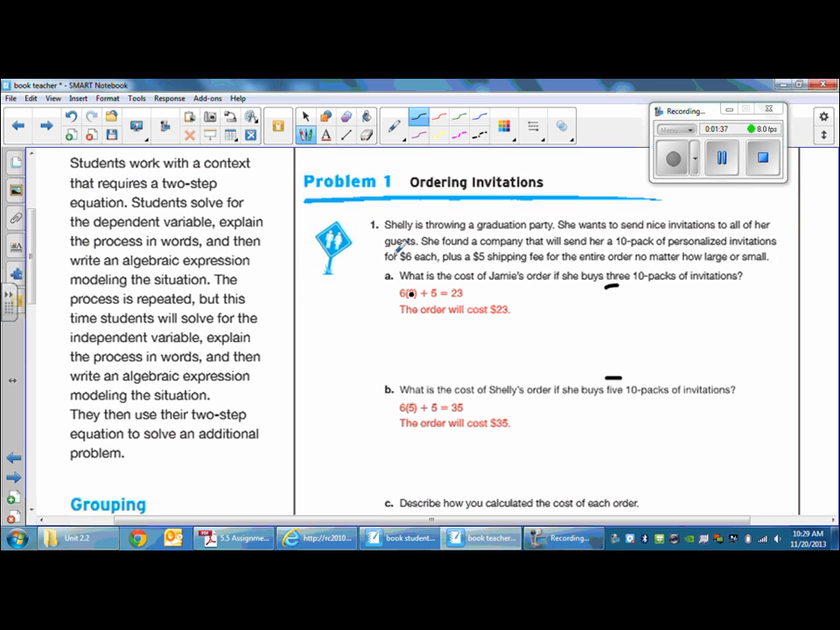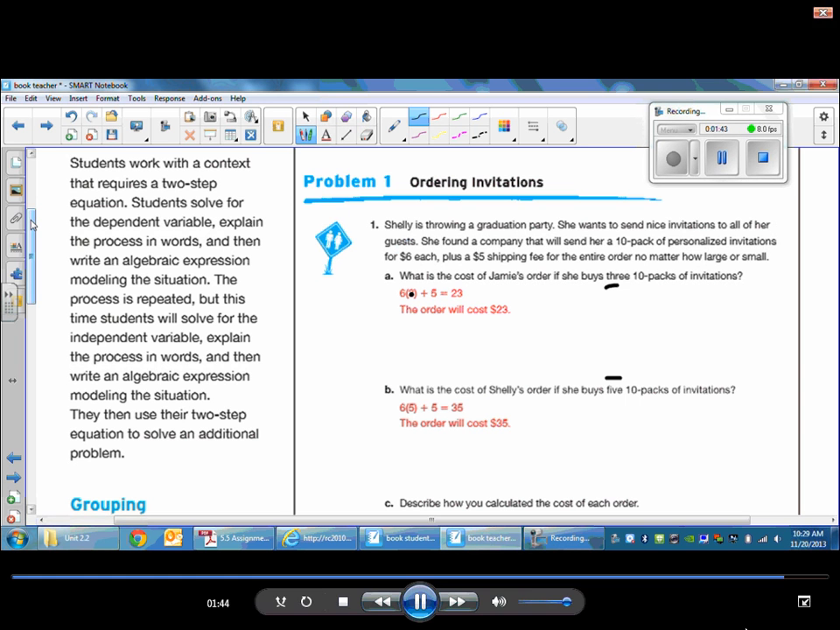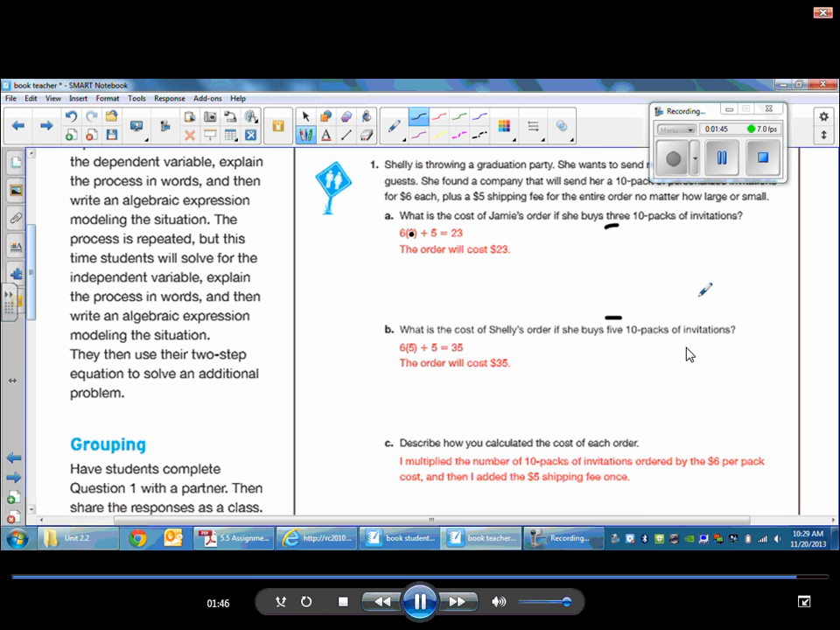Describe how you calculated the cost of each order. So do C, and we can check that tomorrow in class. So write in your own words. C, so don't use mine. Write something in your own words. Thank you.